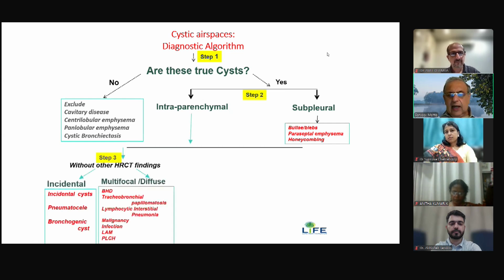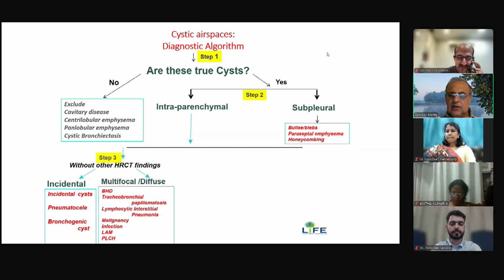If they are intraparenchymal, then are they single cysts without other HRCT findings, in which case they would be incidental pneumatoceles or bronchogenic cysts, or they are multifocal and the surrounding parenchyma is normal, which is the Birt-Hogg-Dube, the tracheobronchial papillomatosis, LIP, malignancy, infections, LAM, and PLCH.